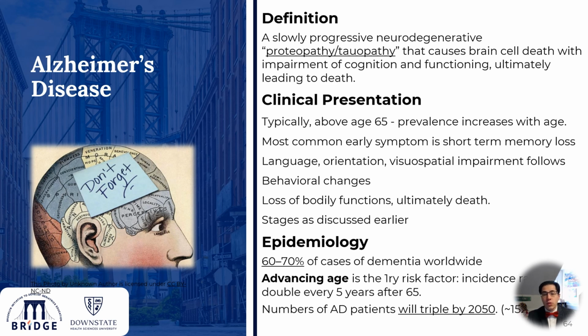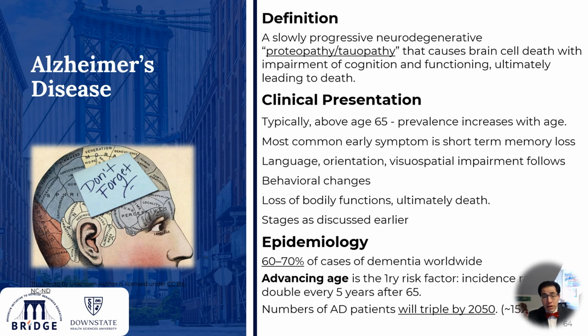It's a slowly progressive neurodegenerative tauopathy that leads to brain cell death, causing impairment in functioning and cognition, ultimately leading to death. It most commonly occurs after the age of 65, with the incidence rate doubling every 5 years after 65. The most common early symptom is short-term memory loss, followed by visuospatial problems, language difficulties, and disorientation. Behavioral changes are quite common, and it's also characterized in later stages by loss of bodily functions, ultimately leading to death. The staging is very similar to what we had discussed in previous slides.